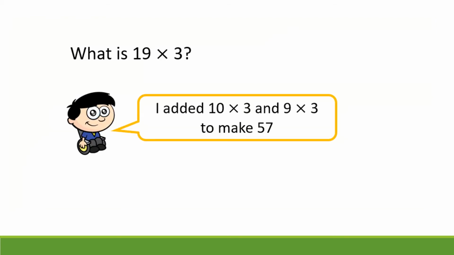When calculating 19 times 3, this is what Teddy said. I added 10 times 3 and 9 times 3 to make 57. So shall we see Teddy's method?